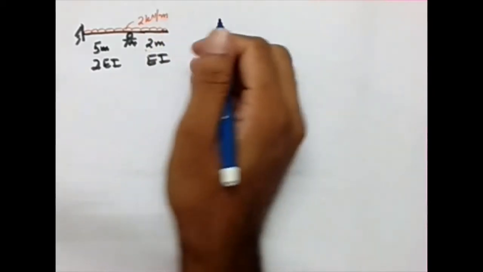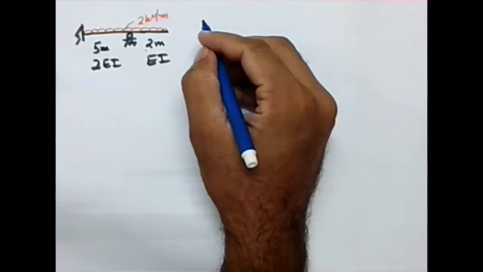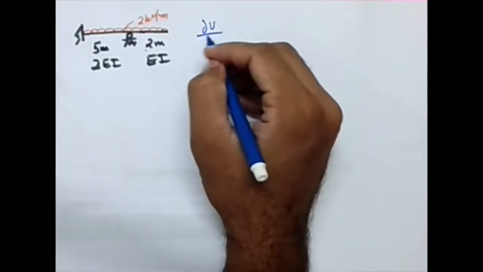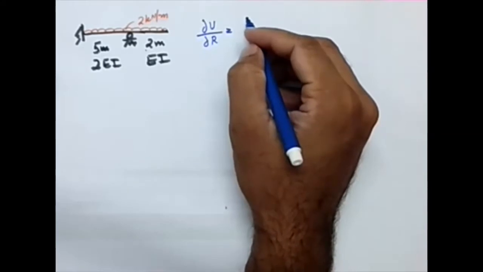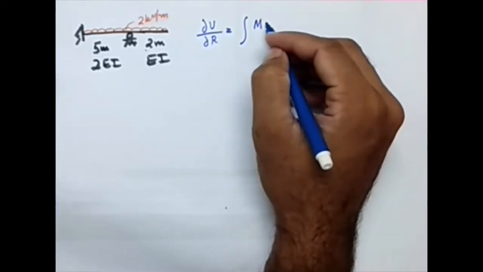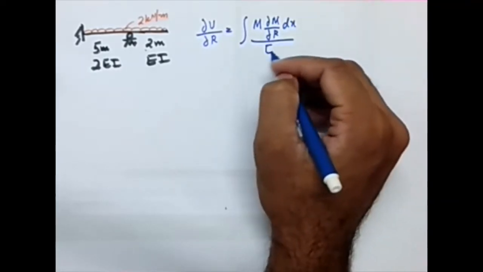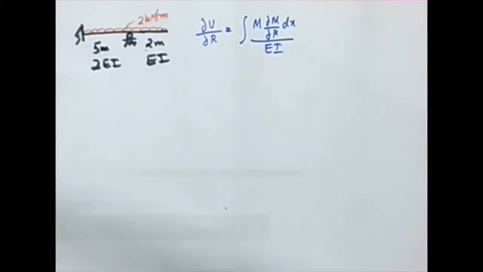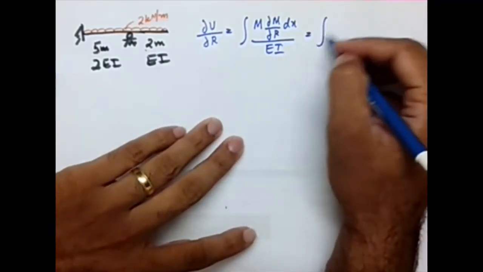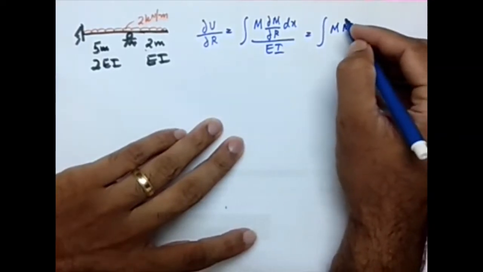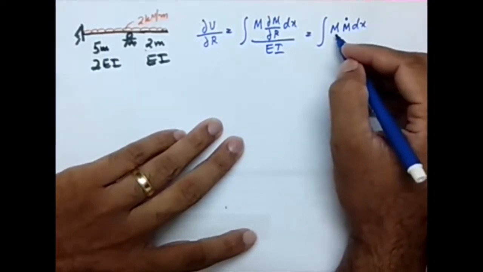So this is the problem that we are going to analyze, and we are going to use the strain energy method to solve this. So let's see how to do it. We have seen the procedure in the last problem. The basic equation we will be using is the theorem of least work, that is ∂U/∂R is equal to the integral of M ∂M/∂R dx by EI. This can be rewritten in a format like this: ∫ M Ṁ dx by EI.